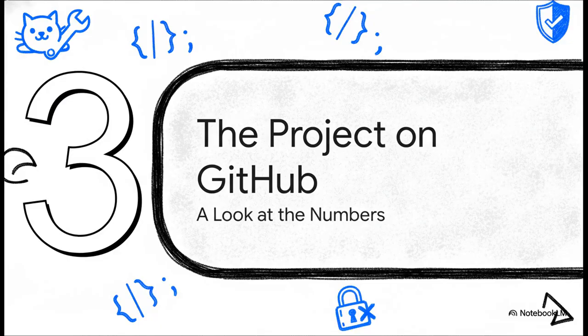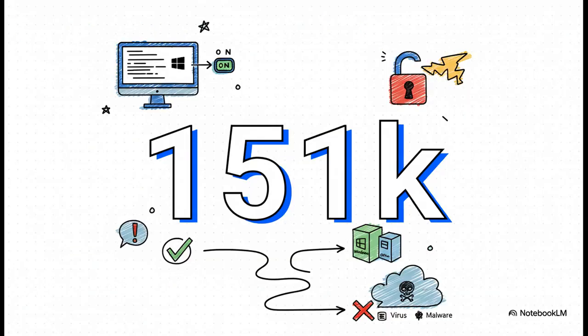Okay, so now that we've seen how it works and the warnings, let's zoom out and look at the bigger picture. Just how popular is this thing? Well, the stats on its GitHub page give us a pretty wild snapshot of its reach in the developer community. First up, check out this number. Over 151,000 stars. Now, on GitHub, a star is basically like a like or a bookmark. It's a way for people to say, hey, this is interesting, or I want to keep an eye on this. Hitting a number that high is a clear sign that a massive number of people have taken notice.